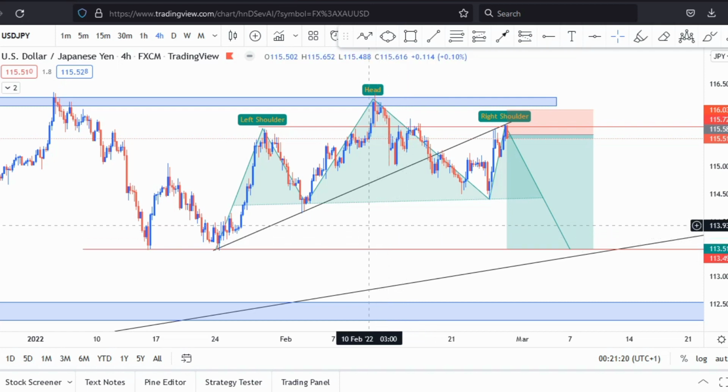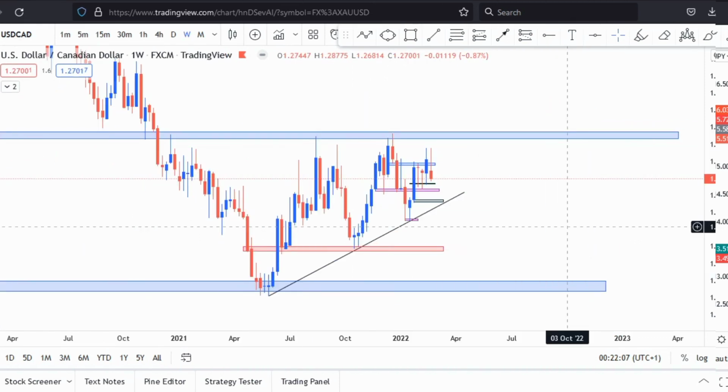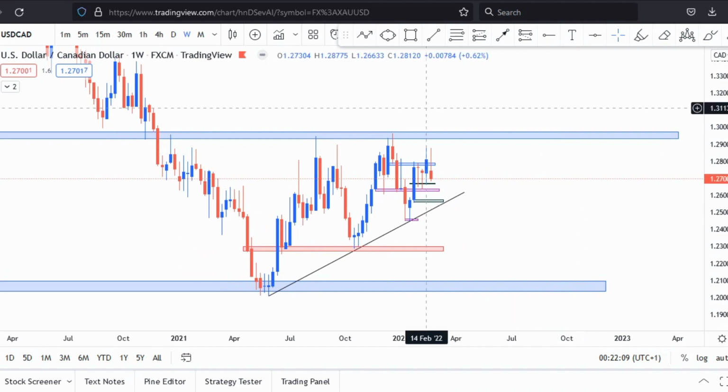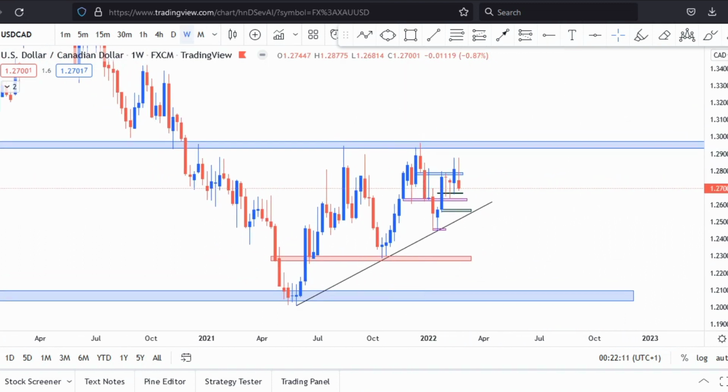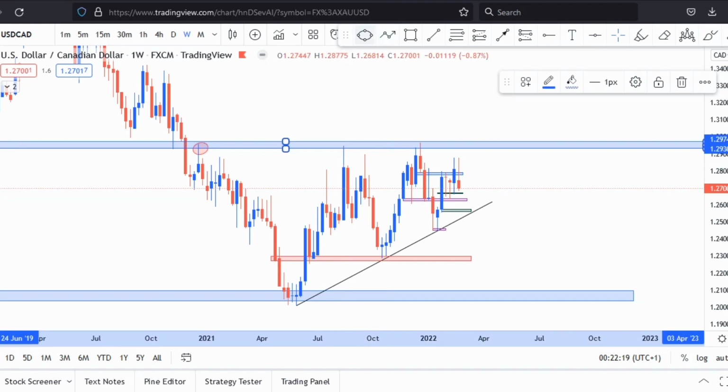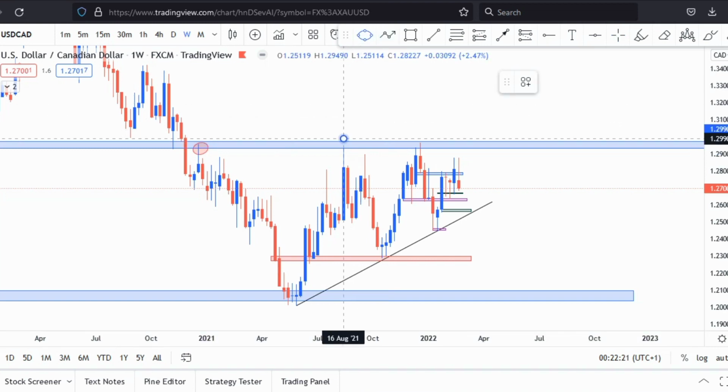Then lastly, in this video, I'll talk about my analysis for USD CAD. So for USD CAD, again, starting off with the weekly time frame, we can see that we've got a bounce off this level once, this resistance level twice as well, over here, and thirdly over here as well.